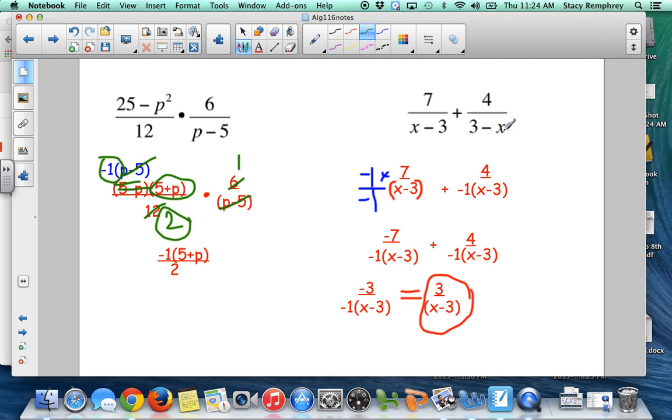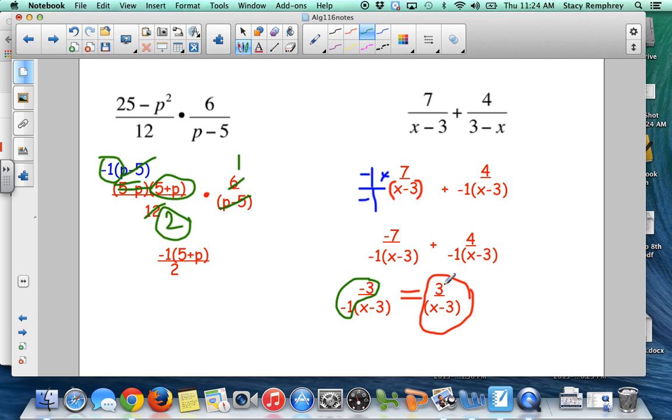Over here, a lot of different ways again to get this answer. What I chose to do is to factor a -1 out of this one. And I said, okay, well, this is a -1 times x minus 3. This has x minus 3. I'll multiply top and bottom by a -1. That's what took me to this step. Now I have a common denominator. -7 plus 4 is -3. And then I said, oh, you know what? I can cancel these two. And that's where I got the 3 over x minus 3.